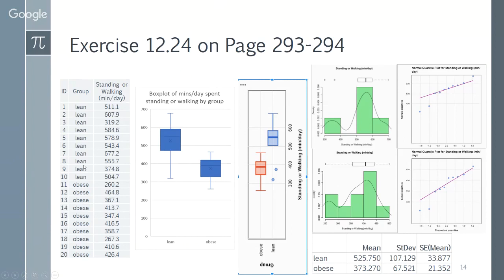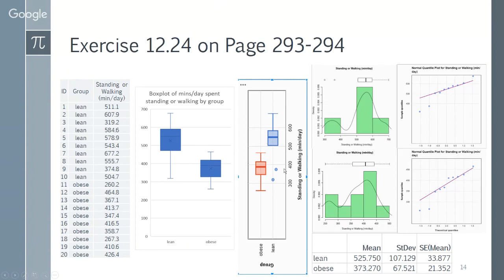The first thing, do some exploratory data analysis. So we have two groups. We have a quantitative variable, so I'm going to do side-by-side box plots. So this is side-by-side box plots in Excel, and just looking at them, it does look like the lean group does walk a lot more, right? The entire box is above that for the obese group.